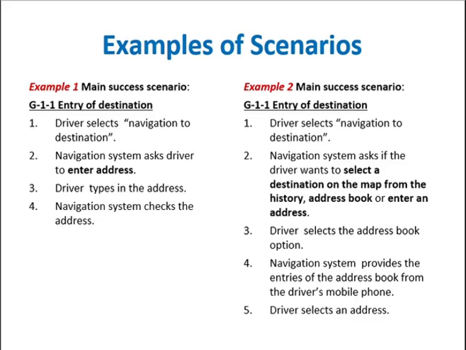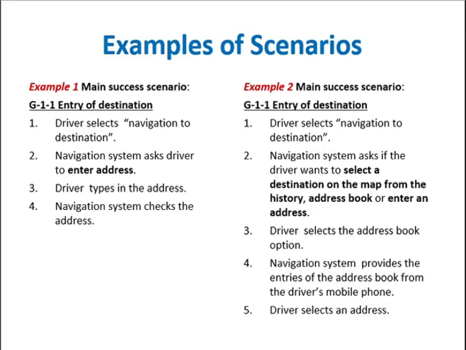Okay, so there are example 1 and 2 right now. So there are differences. So what are the differences? In example 1, the navigation system only asks driver to enter address, meaning that the driver has to type in. Okay, and then in example 2, for the second step, the system asks the driver to choose. Either they want to enter the address by typing in, or they can also select a destination on the map. From the map, they just click on that, or touch on it, or they can also select destination from an address book.